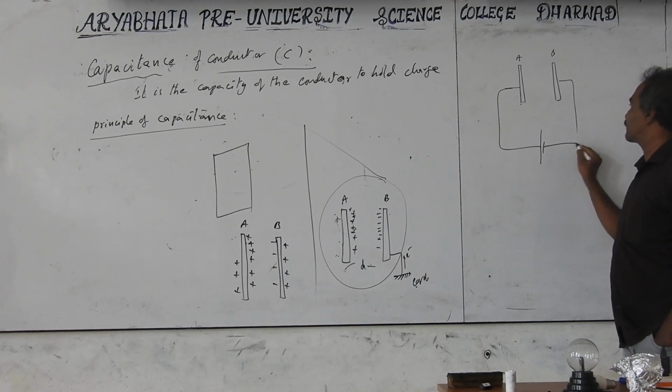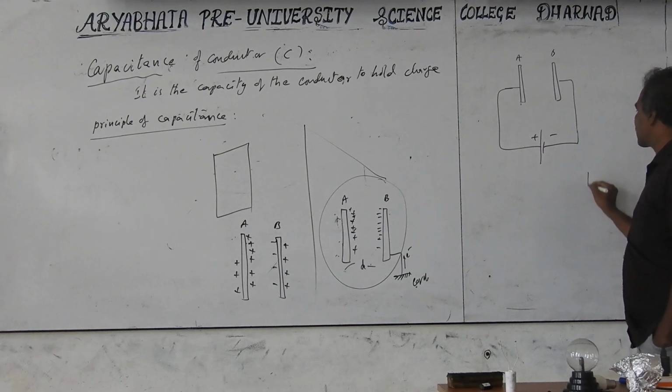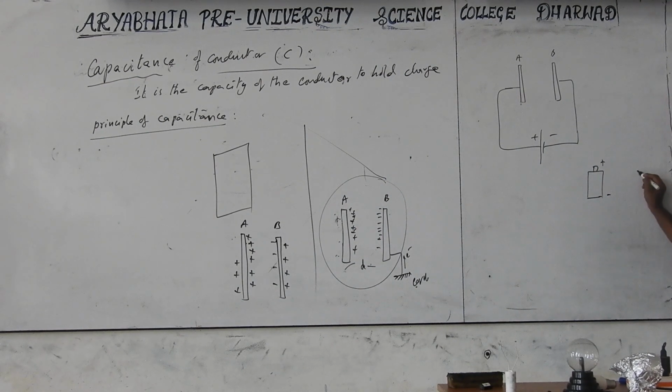The battery cell, plus minus. Every battery cell has two electrodes. One is the positive electrode, another one is the negative electrode. Positive and negative: with respect to zero, this is a higher potential, plus, and with respect to zero, this is minus, lower potential. Plus is more potential than minus.